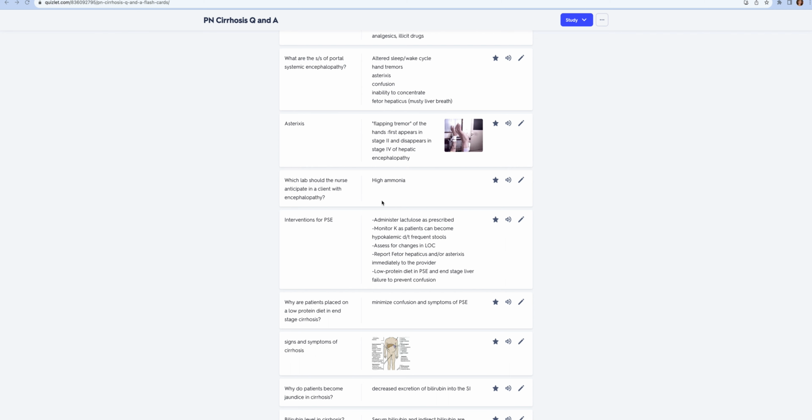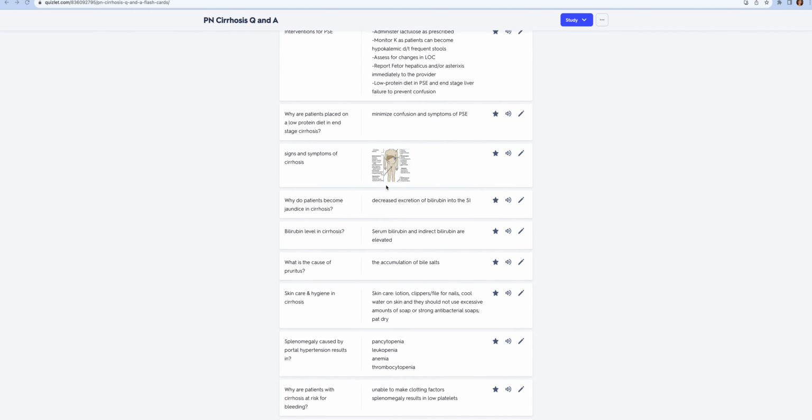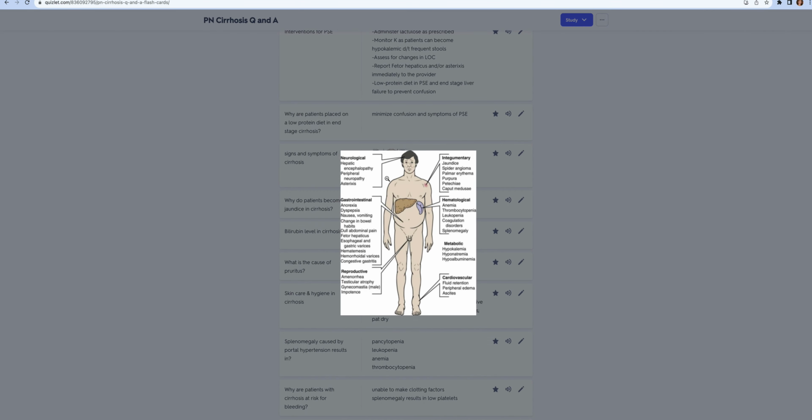They are going to need a low protein diet to prevent confusion. That's why they're on it. Now, I did mention that cirrhosis affects everything. Okay, so neurologically, we kind of talked about that.